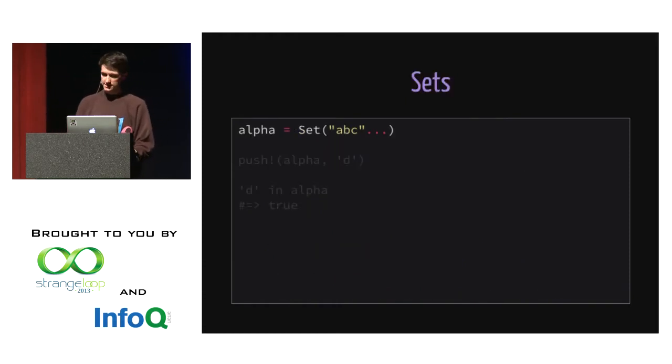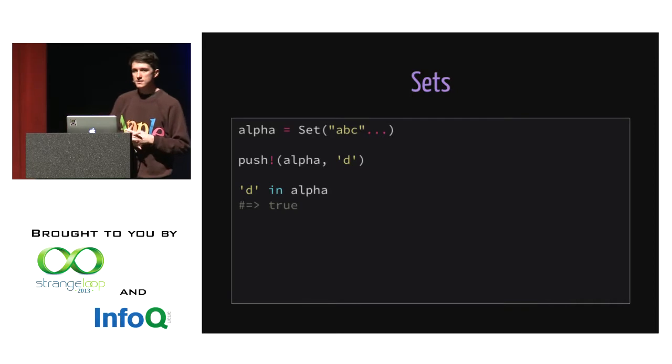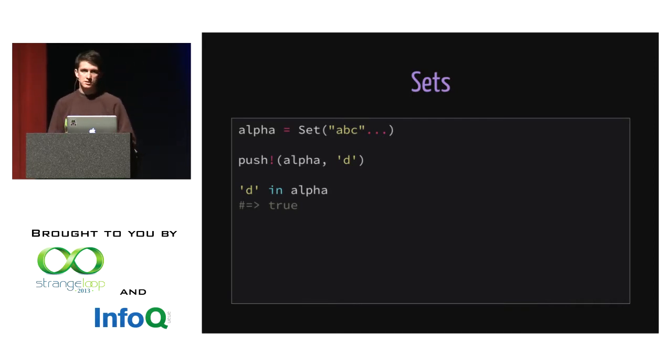Julia also has sets. I can create a set of the characters A, B, and C. This ellipsis is the splat operator, and it is going to treat the string as a sequence of 3 characters and kind of expand it out into the arguments to the set constructor. I can push another character into it, and I can ask if D is in it, and of course it is. Now notice that here I use push bang. This is the Julia idiom for some kind of collection mutating operation.